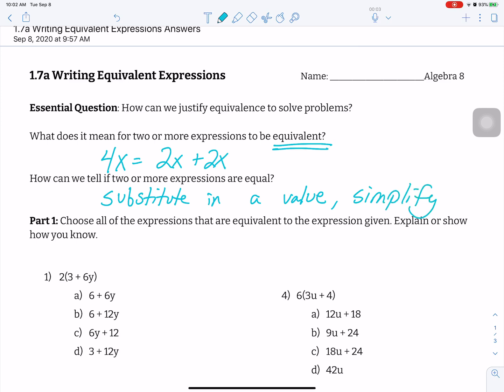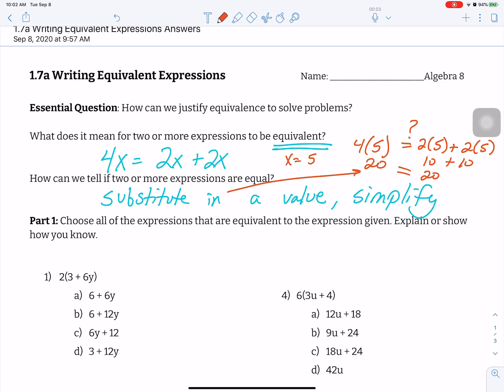So to substitute in a value, I could say something like x equals 5. And I'm going to check 4 times 5. And I want to see, does that equal 2 times 5 plus 2 times 5? So I get 20 and 10 plus 10 and 20. So those two are equal to each other. That would be what I mean by substituting in a value.